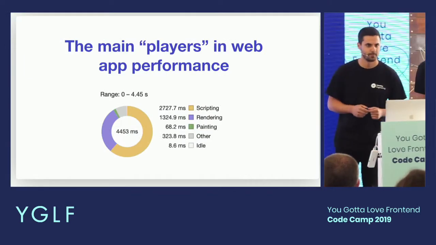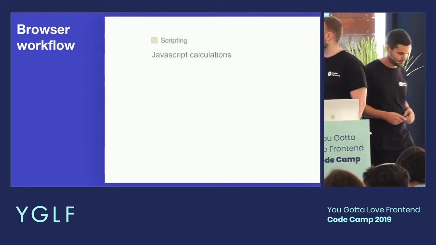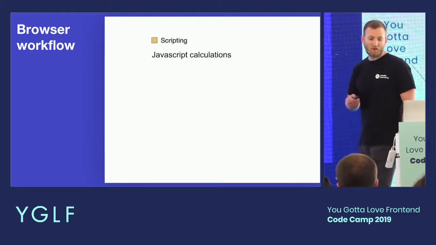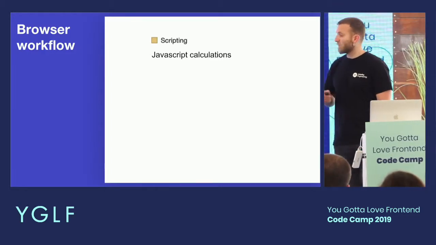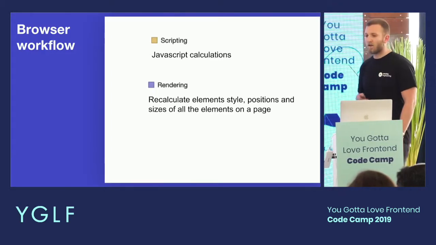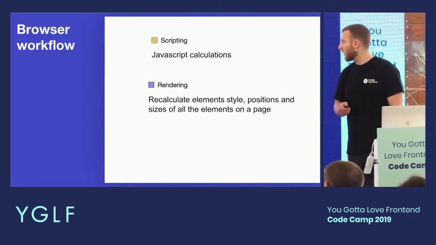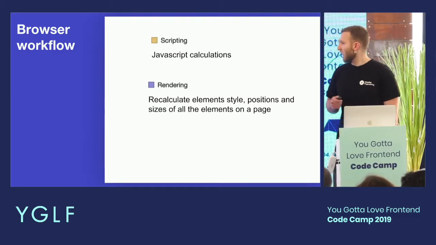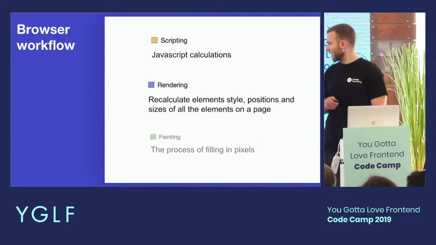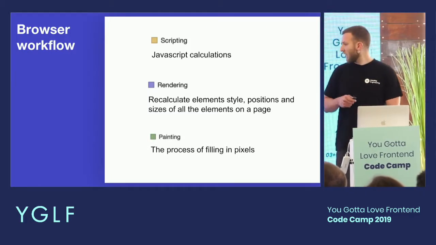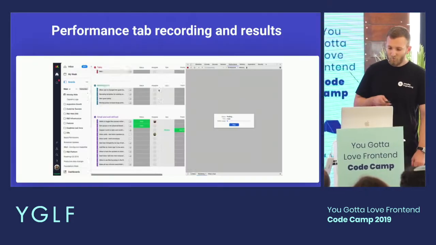We'll start with the main players in web app performance. The first one is scripting. It's all the JavaScript calculation that the browser needs to do in order to process. Then we have rendering. Rendering is the process where the browser needs to recalculate all the styles of the rendered elements and determine the positions and sizes of the elements. The third part is painting. It's the process where the browser fills the pixels to the screen.